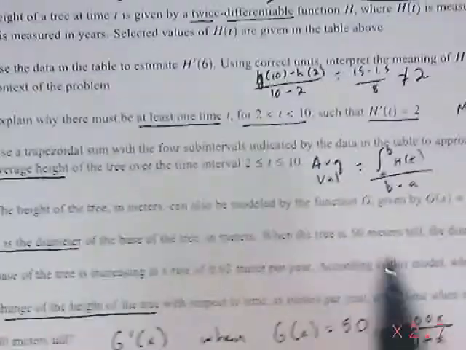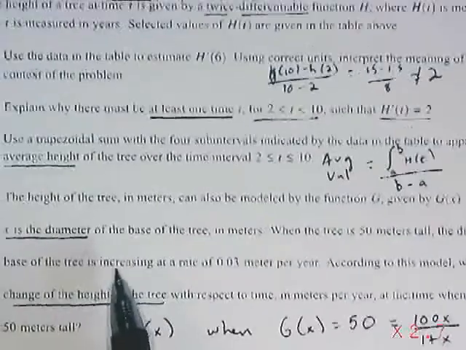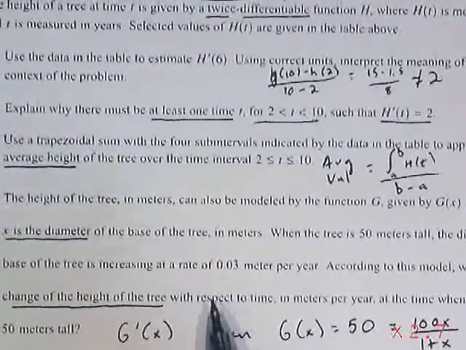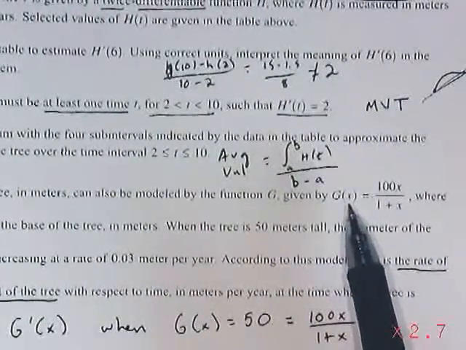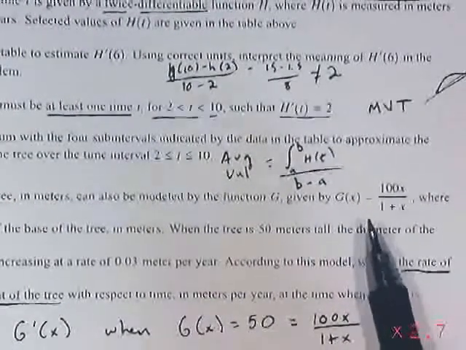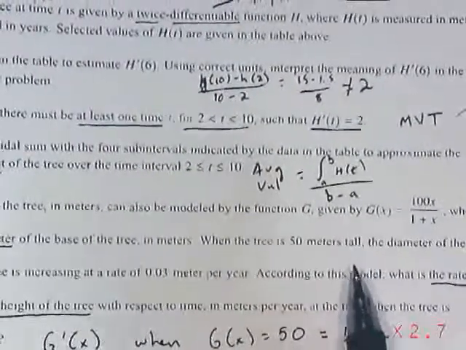When the tree is 50 meters tall, the diameter of the base of the tree is increasing at a rate of 0.03 meters per year. Okay, so this is a tricky little function because x is the diameter of the tree, and the diameter of the tree is itself a changing quantity. It is changing as time changes.